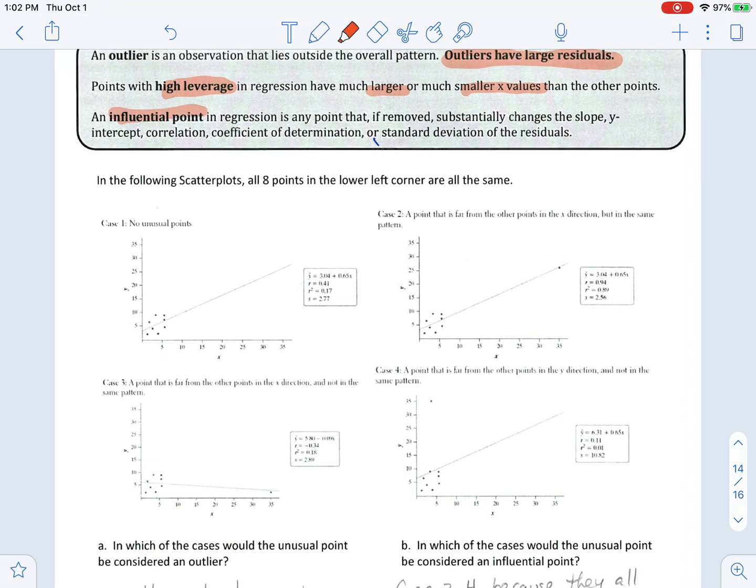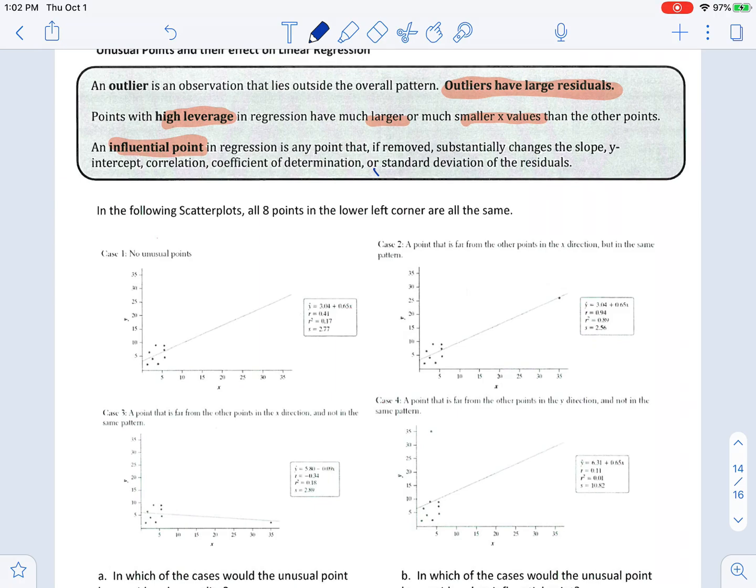And then lastly, an influential point is any kind of point, which could technically be one of the other ones, any point that if removed substantially changes the slope, the y-intercept, the correlation, basically anything. So is an outlier an influential point? Yes, because the regression data is including that point, and when you take it out, that is very different from the pattern of data, so it would very likely change most everything drastically. And there is no value for drastically, just conceptually drastically. So you can have an outlier, and it likely is considered an influential point.